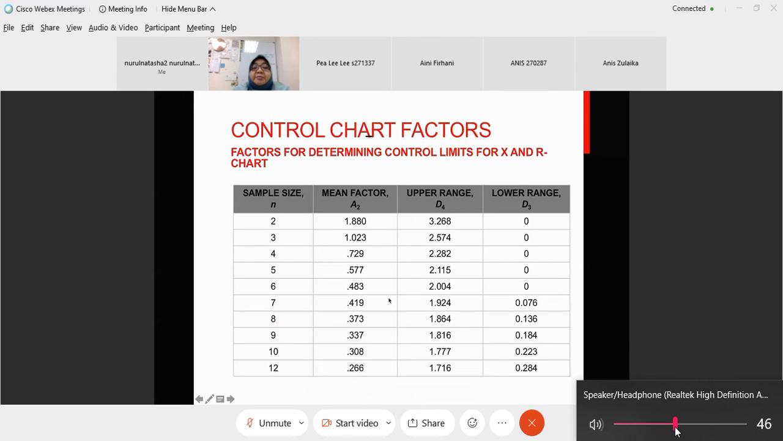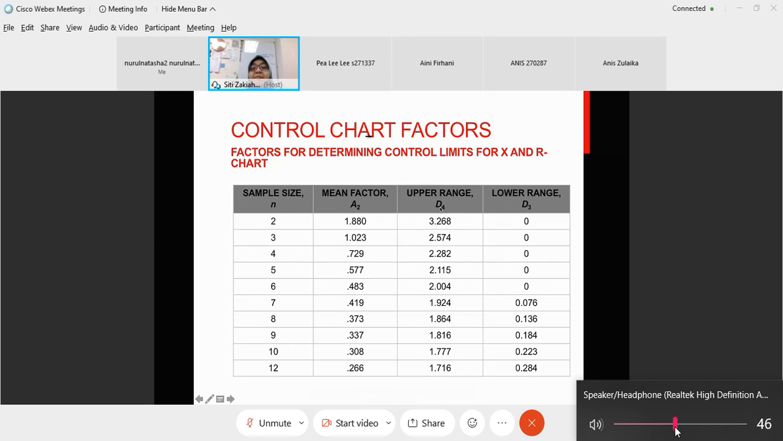Okay, this is the mean. Sorry, mean pula. Ya Allah. This is the constant. Okay, depends on the sample size, right? This table has sample size from 2 to 12. Okay, so if your sample is 5, that means your A2 is 0.577. Okay, this one is the constant for the R chart.